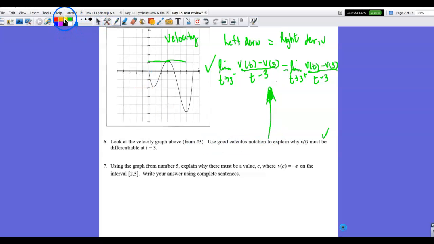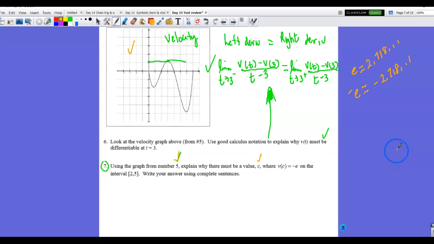And last but certainly not least, number 7. Using the graph from number 5, so we're still back up, explain why there must, theorem coming along, be a value c where the velocity is equal to negative e. So I have to think about e. From my prior knowledge in Algebra 2, I know that e is about 2.718, blah, blah, blah. Therefore, negative e would be approximately negative 2.718.